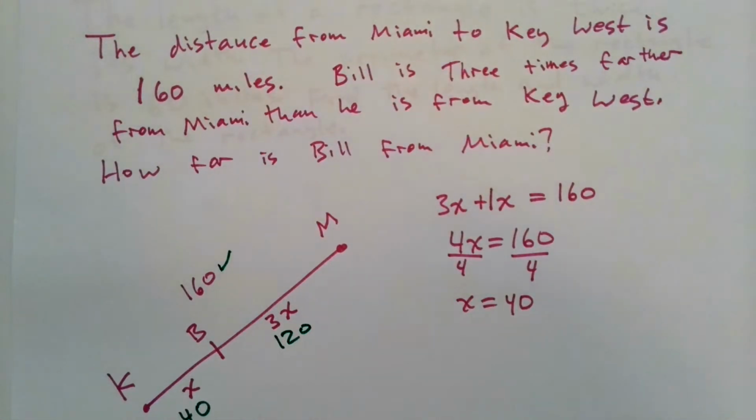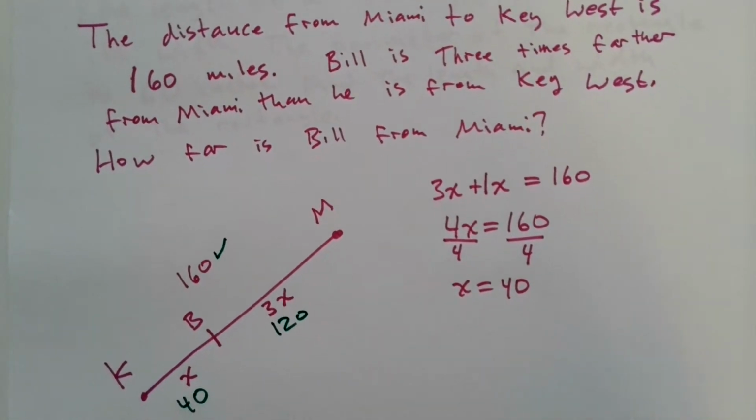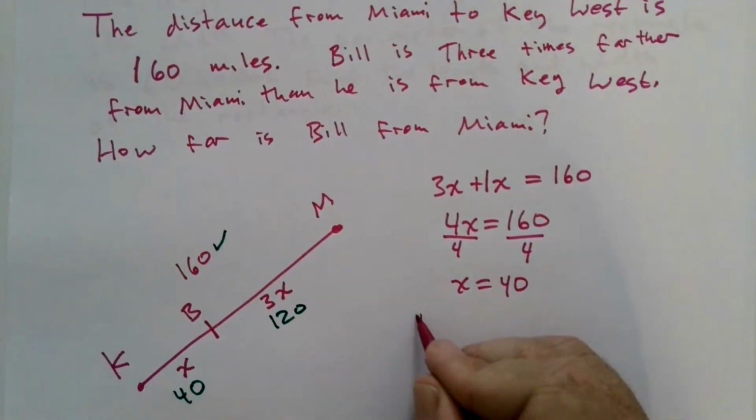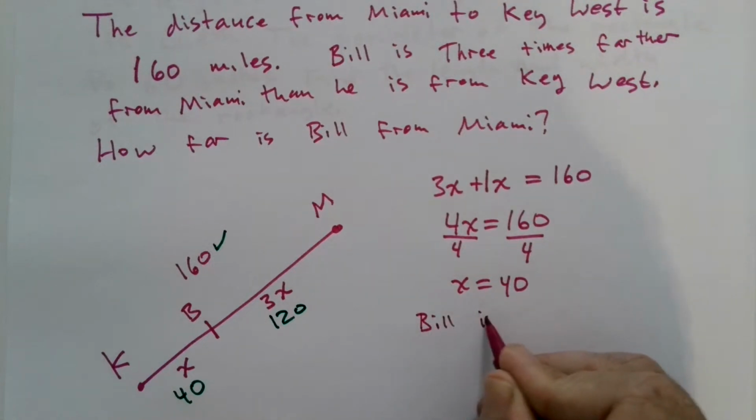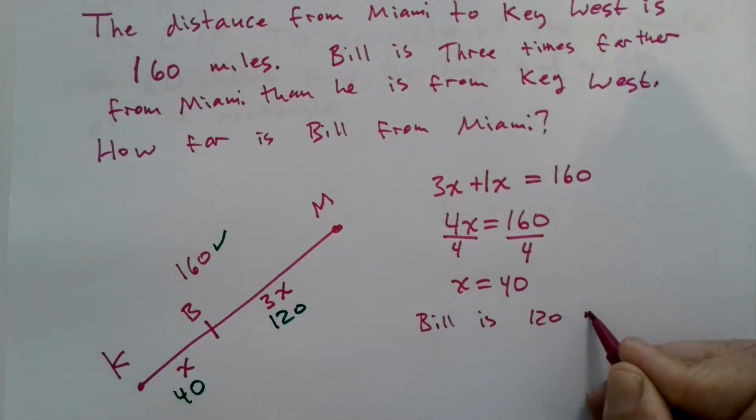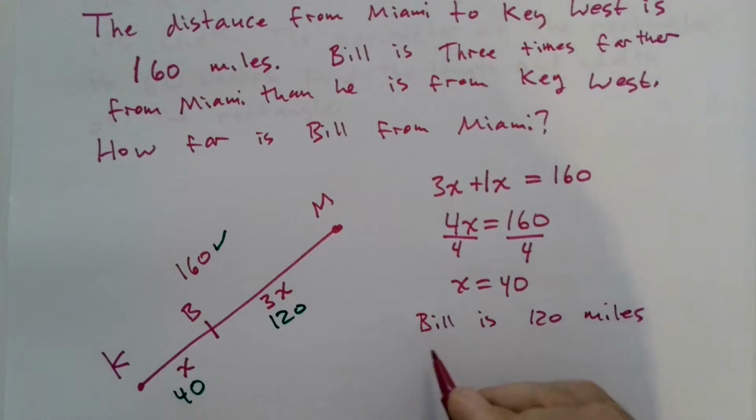The question is asking me, how far is Bill from Miami? The answer is not 40 miles. Here's Bill, here's Miami. He's 120 miles from Miami. So let's write our answer in that form and say Bill is 120 miles away from Miami.